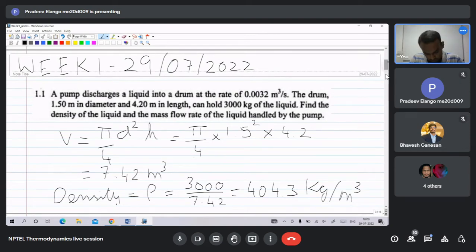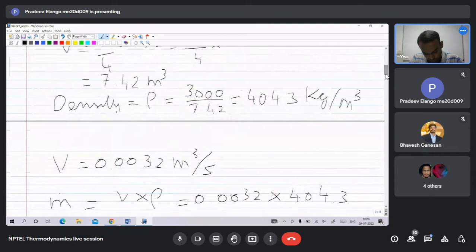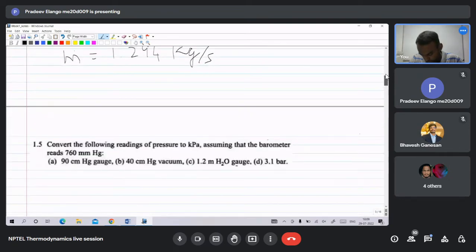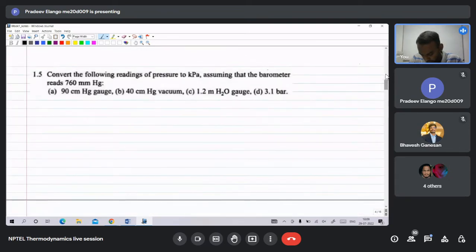Okay. Moving on to the next one. We need to convert some of the pressure readings to kilopascals, assuming a barometer reading of 760 mm Hg. So a barometer, I hope you would have known about barometer. So 760 mm of Hg means, so assume we have a barometer like this.